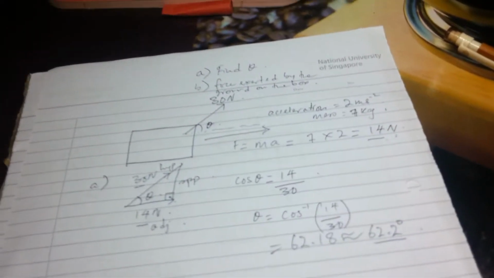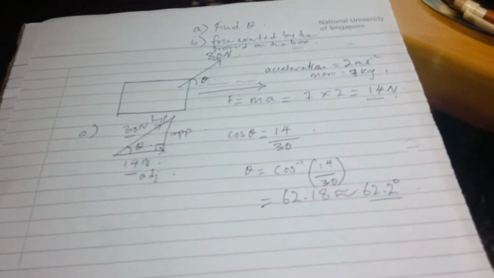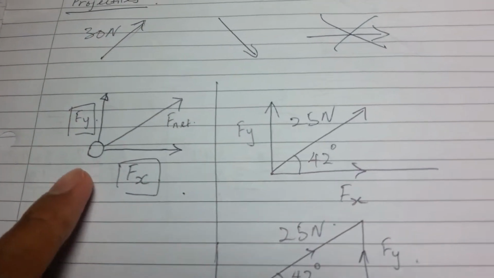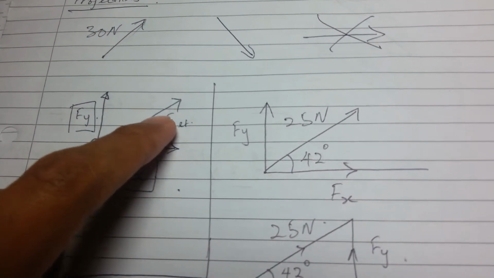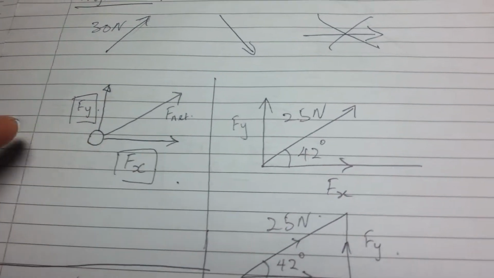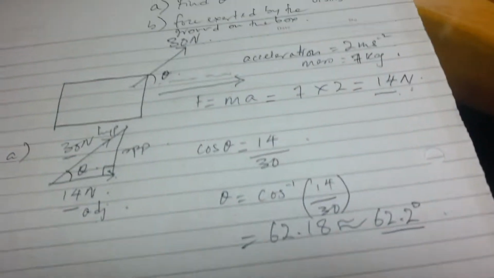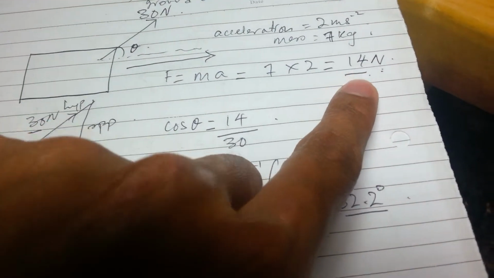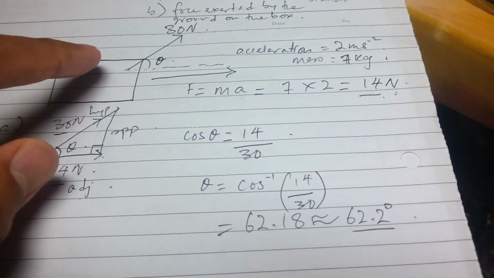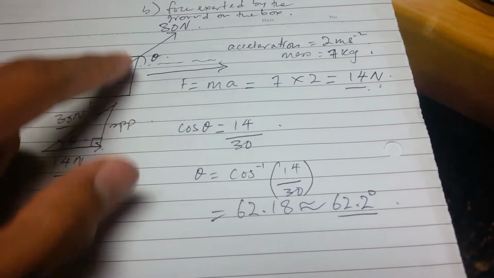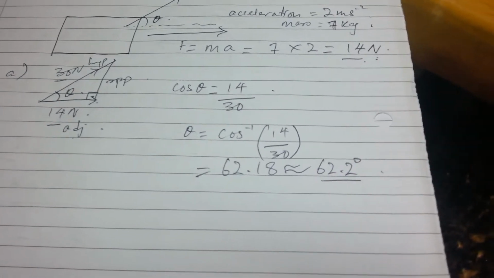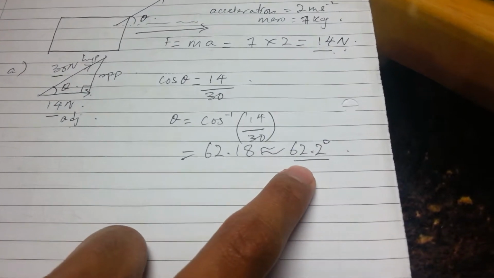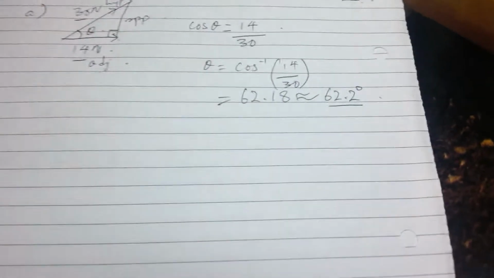Remember our first lesson, the earlier part? Whenever you have something that is diagonal, you have an X component and a Y component. So same goes here. You have a diagonal force, so you have an X component, which the question told you is 14 Newton, and then the Y component we haven't found yet. But never mind, because our concern for this question is theta. So theta is 62.2, using whatever we know. Now let's take a look at part B.